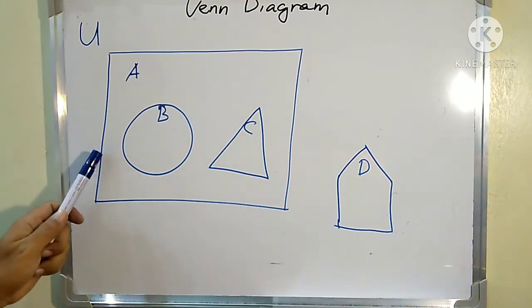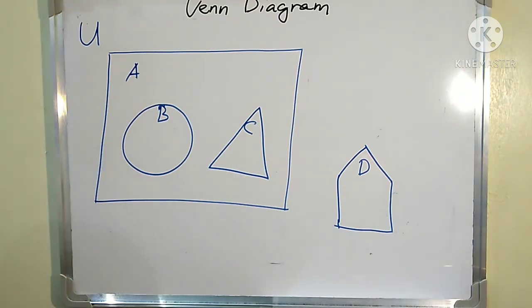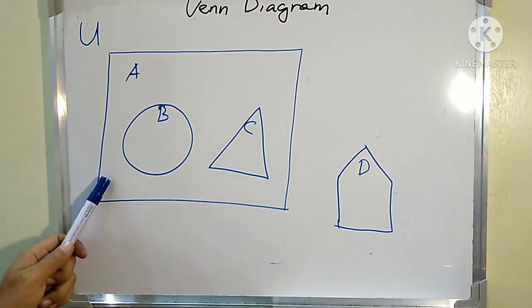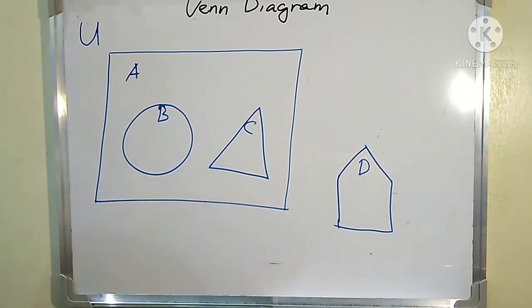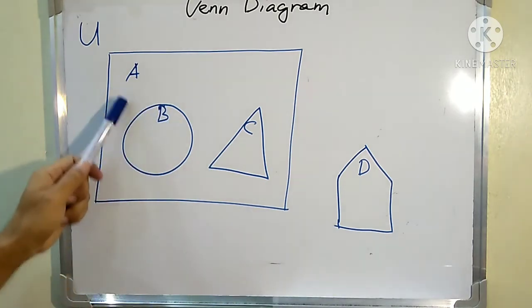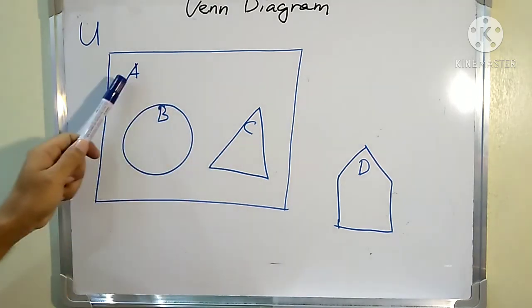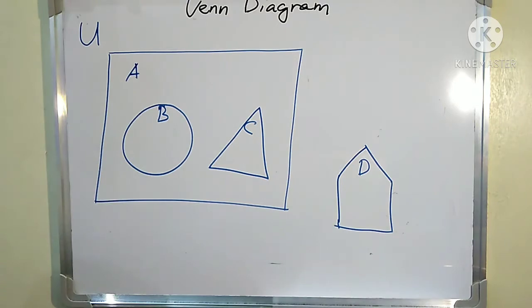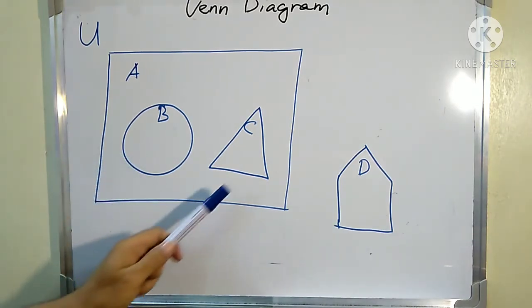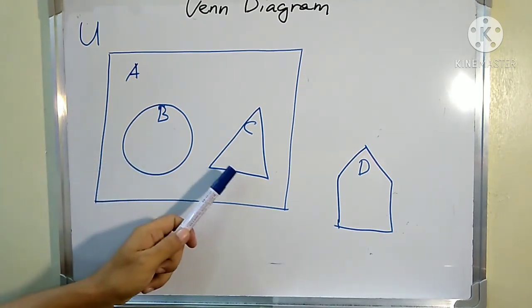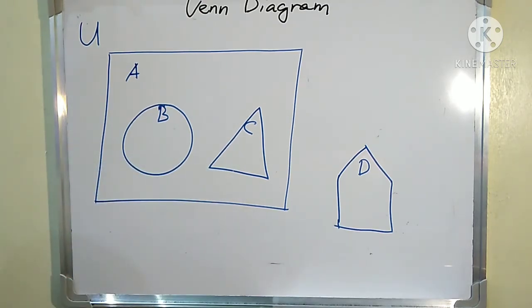Now let's have set A. In set A, we can find inside two sets. Elements of set B are found in set A. Elements in set C are also found in set A. But the elements in B are not found in C. Therefore, we say that set B and set C are disjoint sets.